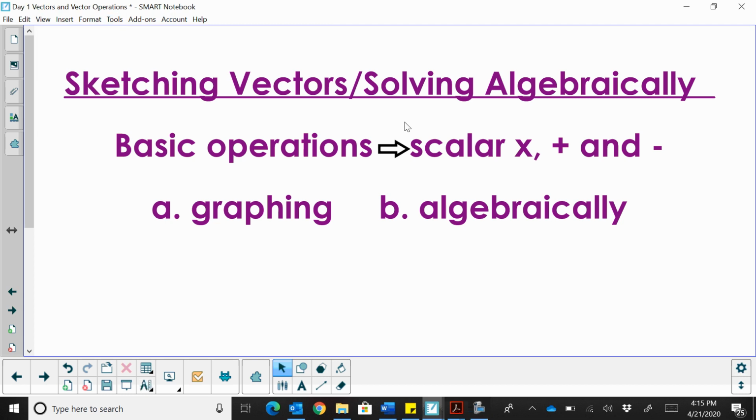Hi, welcome to MooMooMath. Today we are going to talk about sketching vectors and solving basic operations with vectors algebraically. So what are the basic operations we're looking at? We're looking at scalar multiplication, addition, and subtraction, and a combination of those. So we'll first look at it graphing on a Cartesian coordinate plane and then algebraically.